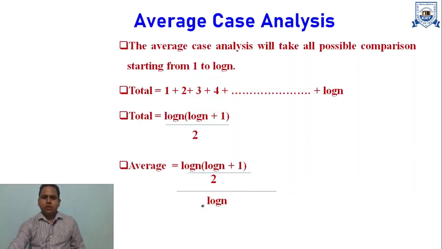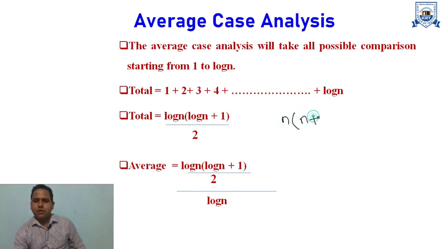The average case will take all possible comparisons from 1 to log n, that is 1 plus 2 plus 3. In one comparison, or two comparisons, or three comparisons, how many comparisons do we need in order to find x? So the total will be 1 plus 2 plus 3 up to log n. Here you can see it is nothing but the sum of n natural numbers. What is the formula for the sum of n natural numbers? We know it is n times n plus 1 divided by 2.